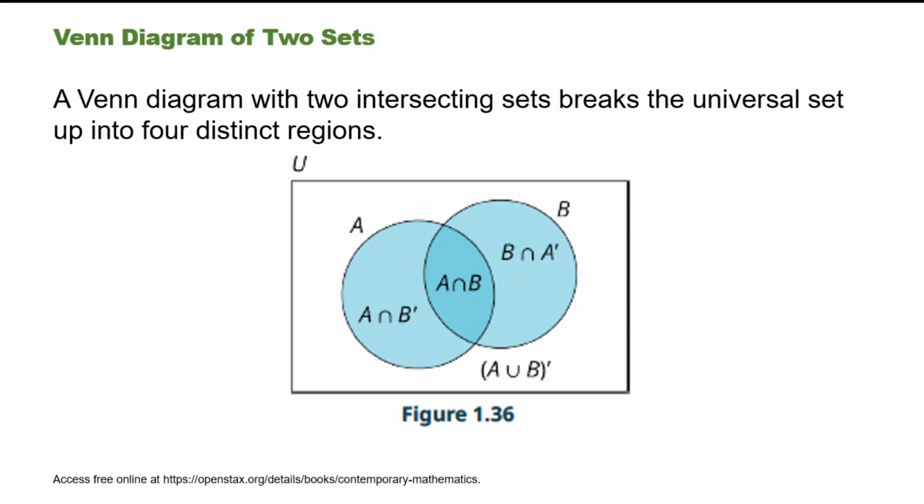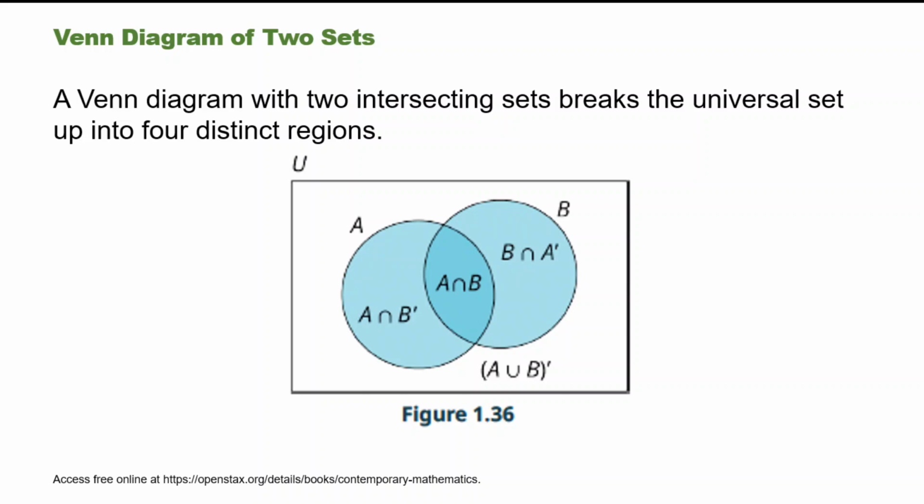Now we can label these with intersections and complements. If I label this Venn diagram as the universal set U, and it contains the sets A and B that are overlapping, I have the region that only contains A, the region that only contains B, the region that contains A and B, and the region that doesn't contain A or B.